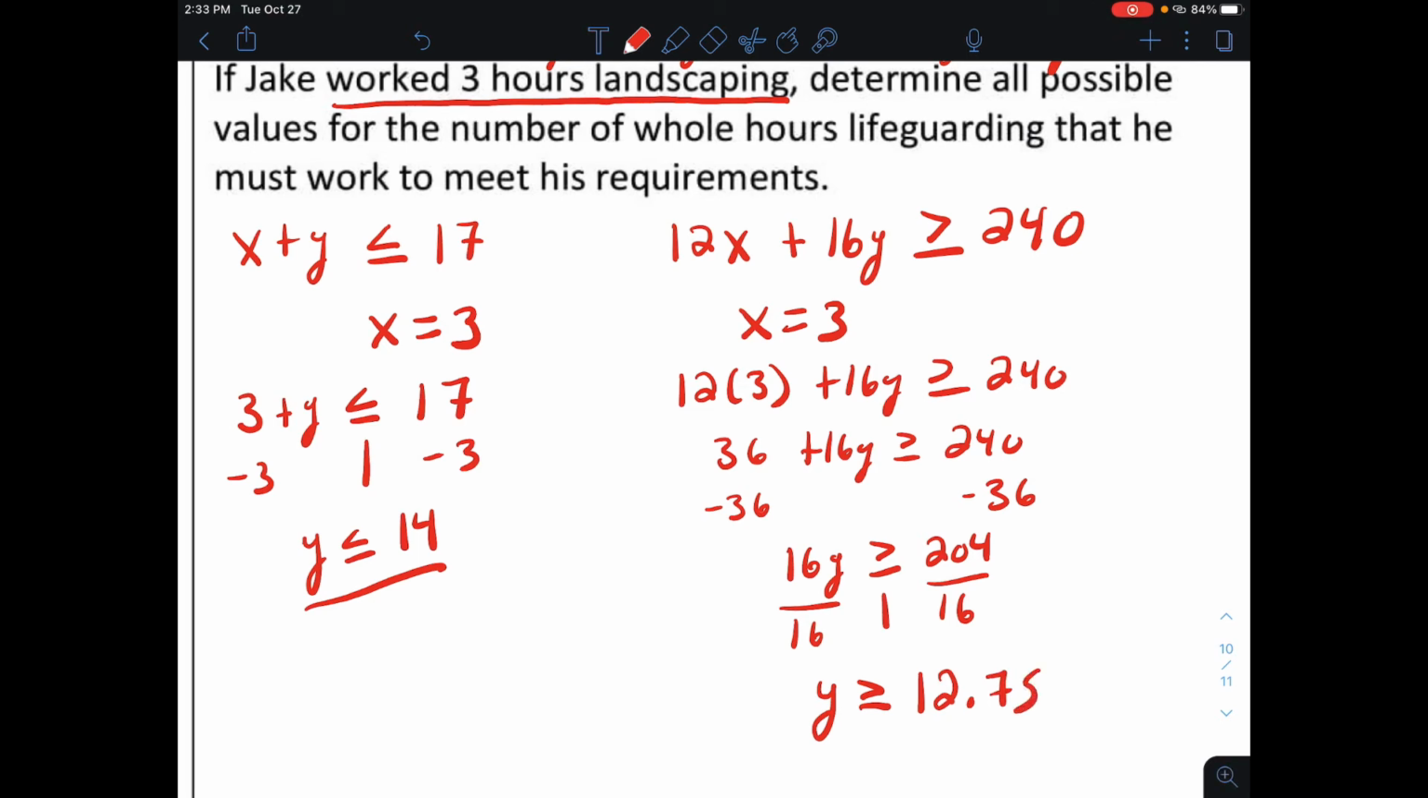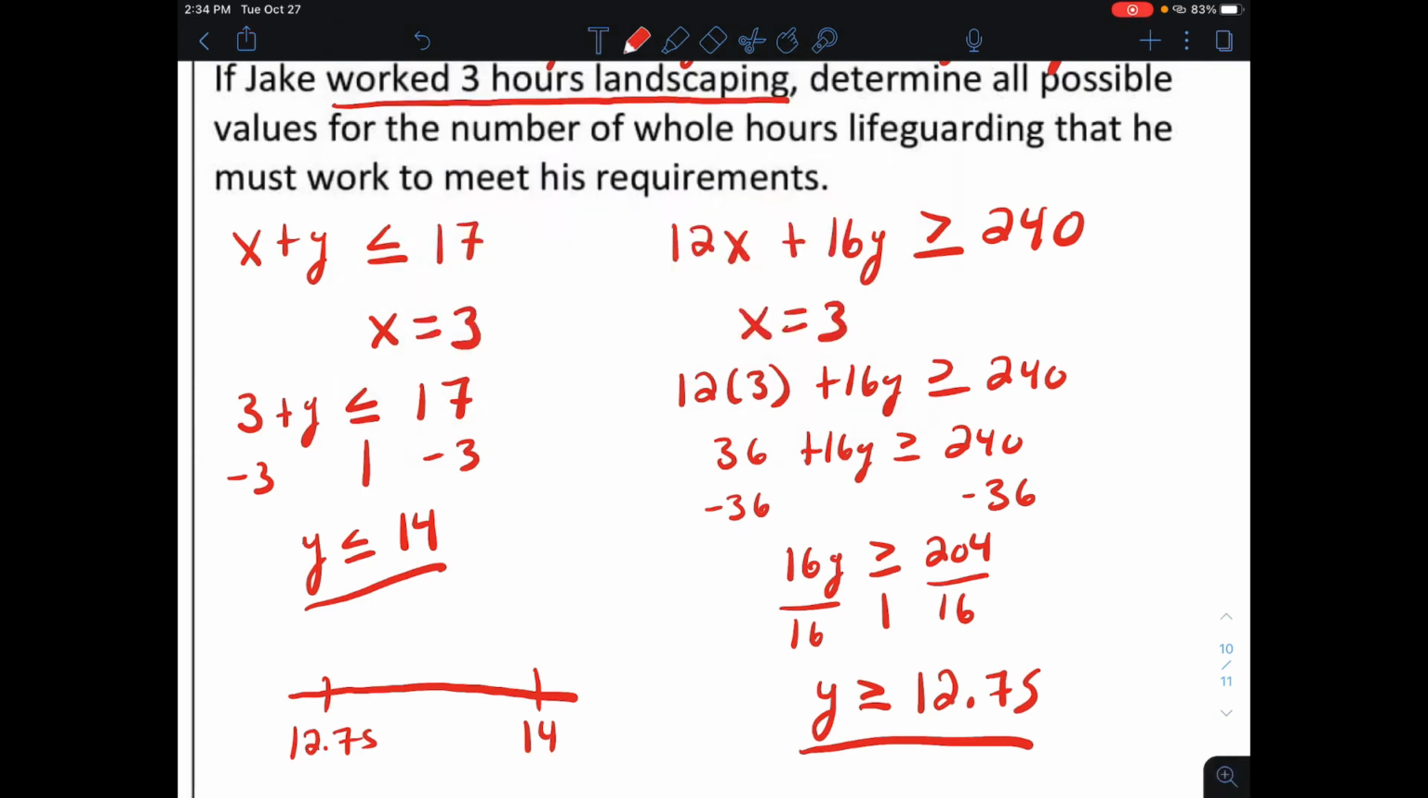All right, so we have to pick hours, whole number hours for y that meets both of those requirements that were given. Less than 14, greater than 12.5. Let's look at this on a number line. So we have 12.75, and we have 14. And we got to find the whole number of hours that meets those requirements.